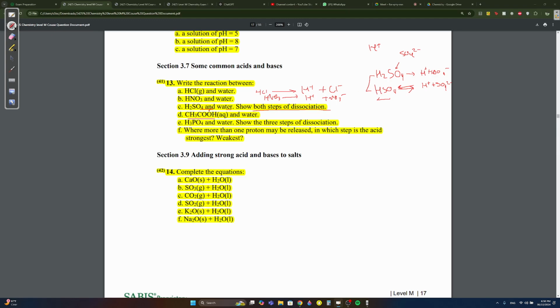CH3COOH and water: this is a weak acid, so it has to partially dissociate. CH3COOH partially dissociates to get CH3COO minus and H plus. These are all aqueous, for now.